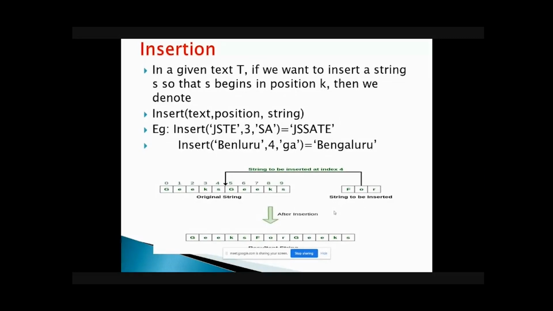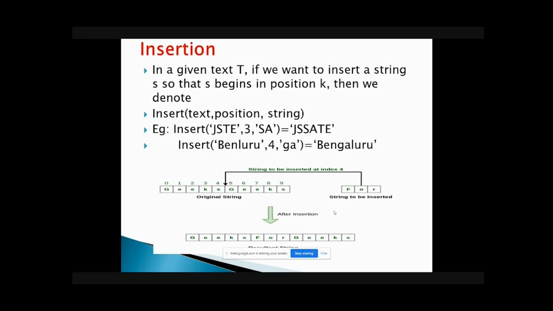Then, in which position the new string has to be inserted? So we need something called the position K, where the string has to be inserted. So we will call a function called insert, which takes three arguments. One is the text in which the string has to be inserted. The second gives the position where the string has to be inserted. And the third is the string which has to be inserted.